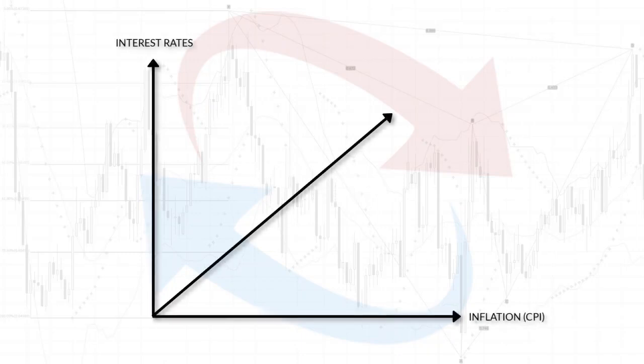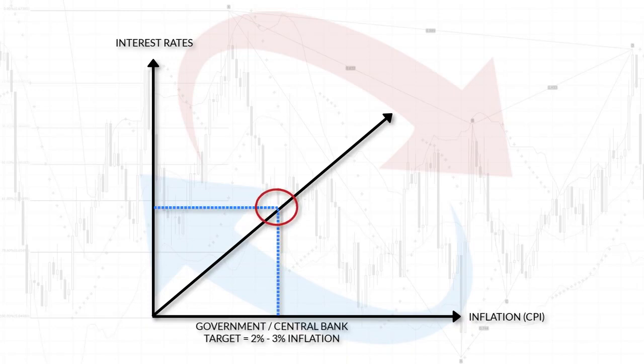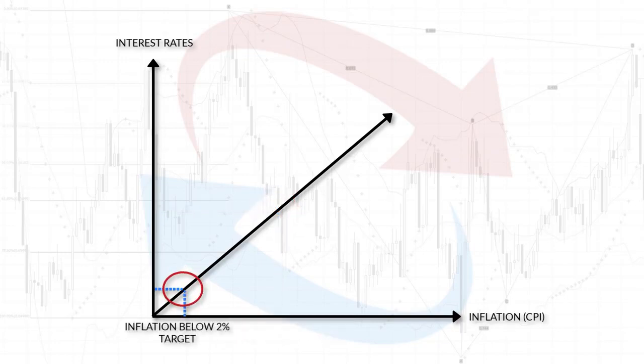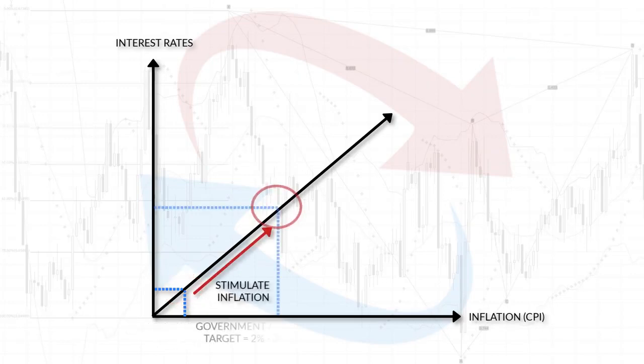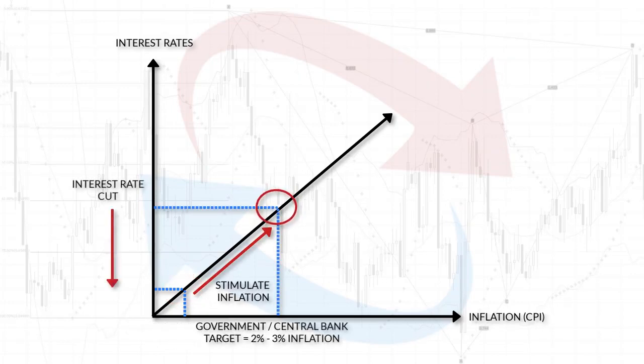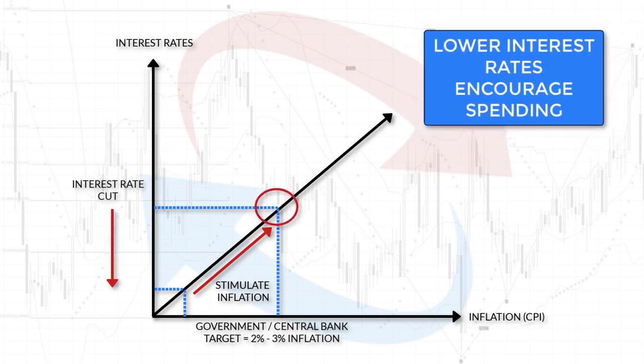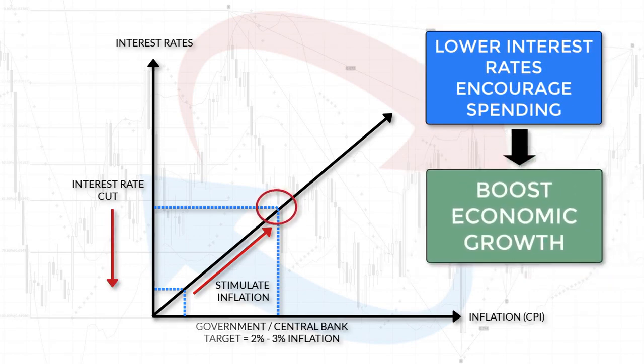Central banks of major economies have a consumer prices index inflation target of around 2 to 3% per year. Governments and central banks like there to be just enough inflation in an economy, not too much that could lead to inflation getting out of control, but not so little that there is stagnation. If inflation is below the 2% target, central banks will attempt to stimulate inflation and get it to 2% by cutting interest rates. Lower interest rates encourage people or companies to spend money rather than save, boosting economic growth.